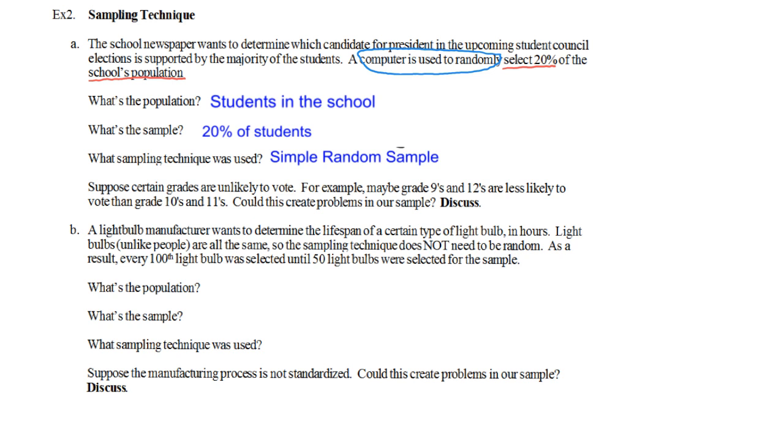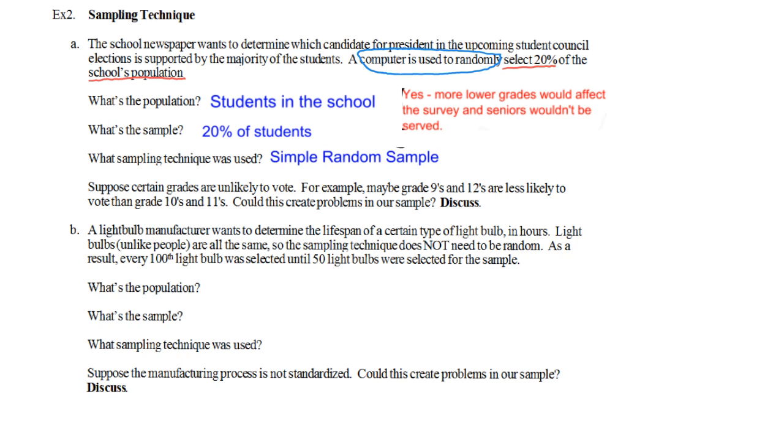So now let's take a look at this last bit here. The last question of part A says, suppose certain grades are unlikely to vote. For example, maybe grade 9s and grade 12s are less likely to vote than grade 10s and 11s. Could this create problems in our sample? Let's go take a look.